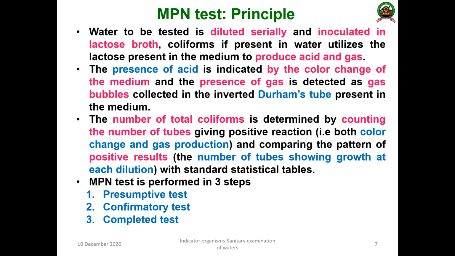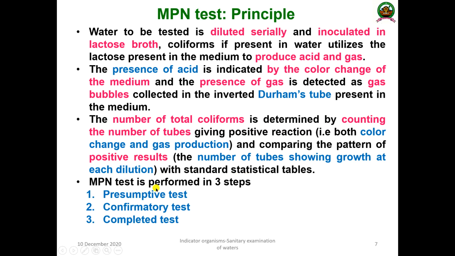Okay, so I will show you the procedure. The number of total coliform is determined by counting the number of tubes that show a positive result, that is both acid and gas, and comparing the pattern of positive result, that is the number of tubes showing growth at each dilution, with the standard statistical table.